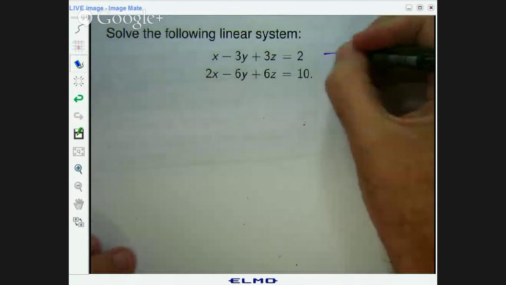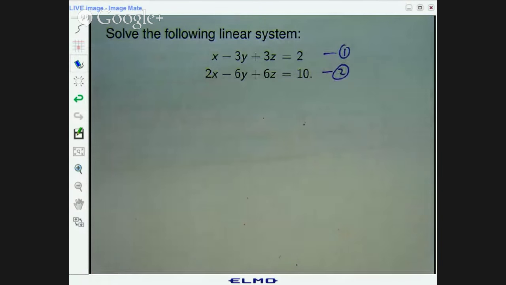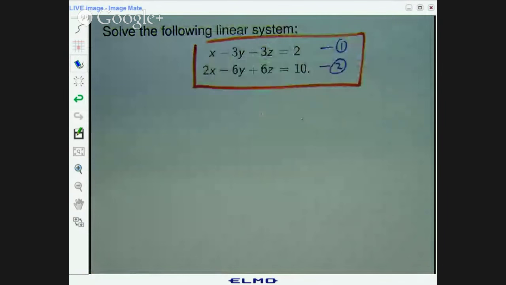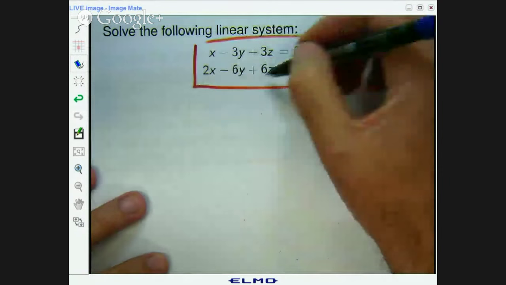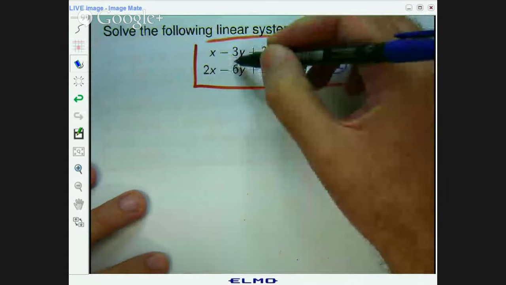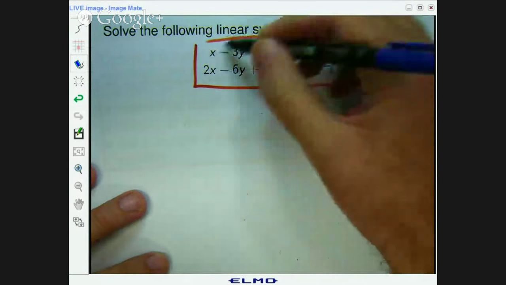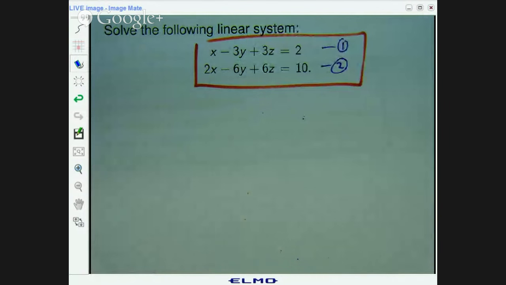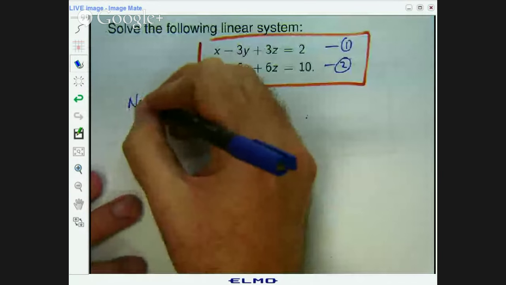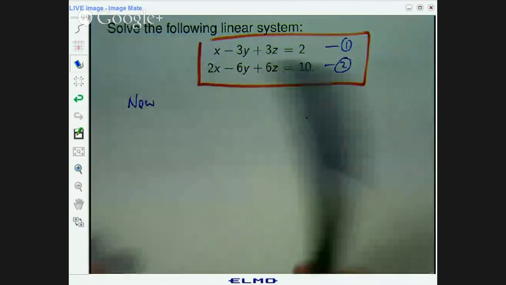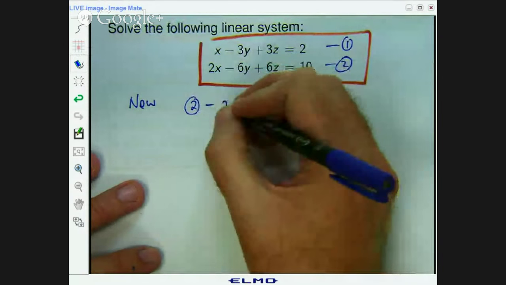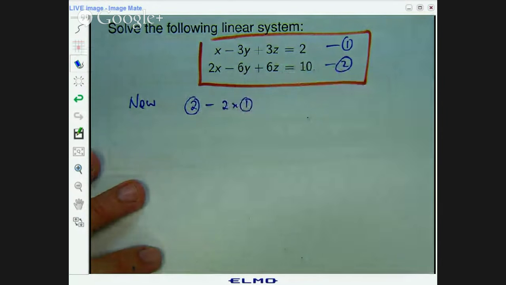So one thing I like to do is to label equations. So here we are solving this problem. Okay, so essentially you can see that the left-hand side in equation 2 is twice the left-hand side in equation 1. That's not true of the right-hand side, but it is true of the left-hand side. So let's try to simplify by, for example, taking equation 2 and taking away 2 times equation 1.